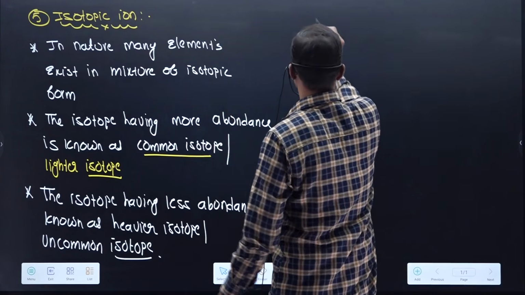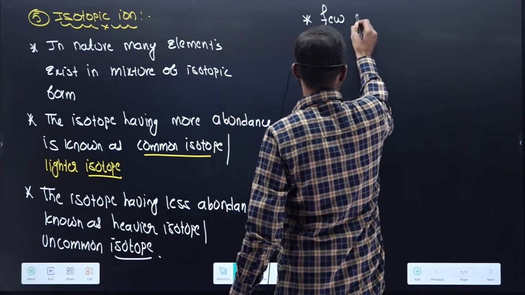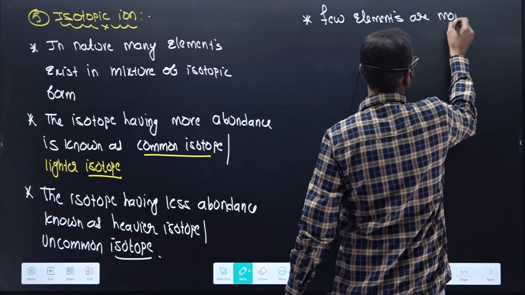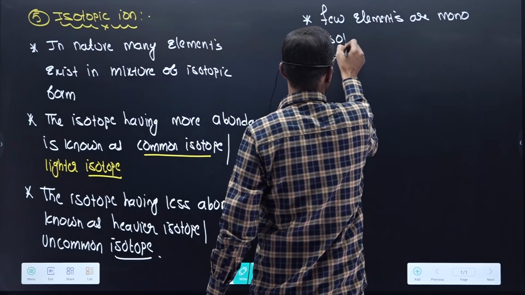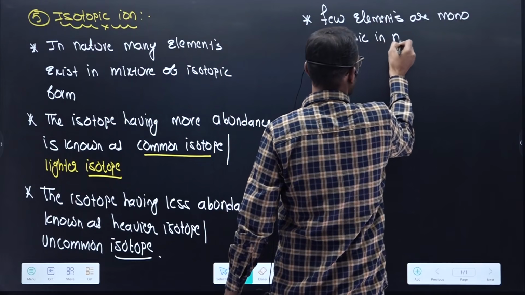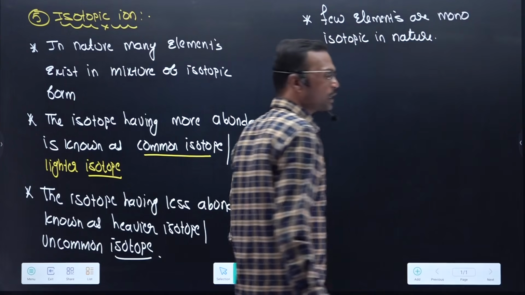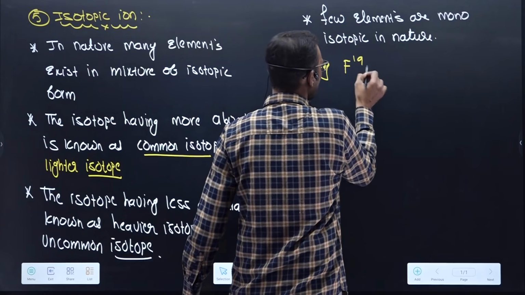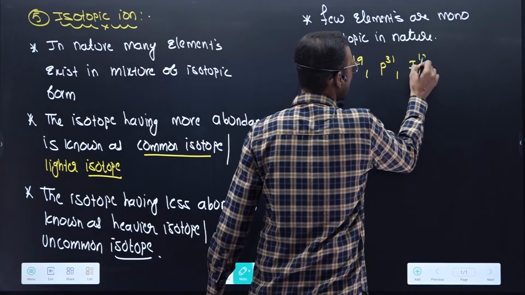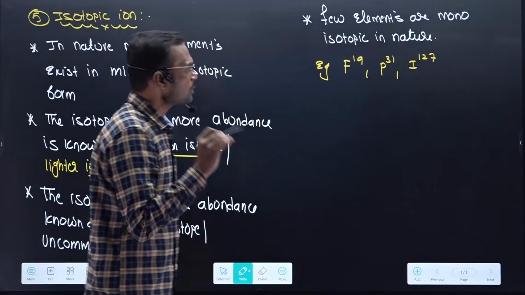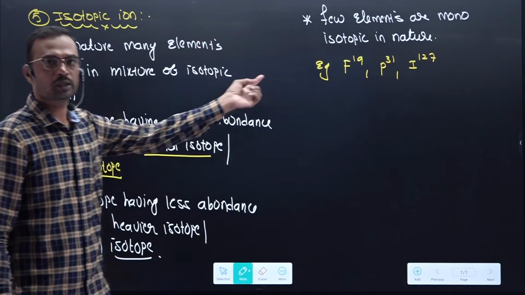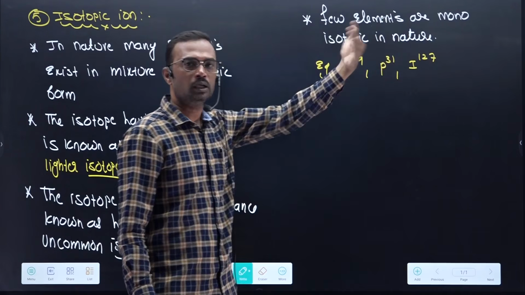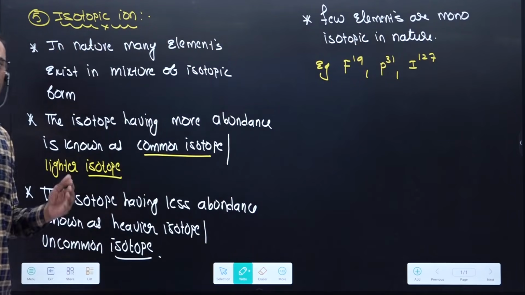A few elements are monoisotopic in nature. What is the meaning of monoisotope? Monoisotope means they don't exhibit any other isotopes; they exist uniquely. The best examples are F-19, P-31 and iodine 127. It is not possible to extract more than one form of these, so they are called monoisotopic in nature. If these elements are given, always use 19, 31 and 127 only. No other isotopes are extracted for these elements.